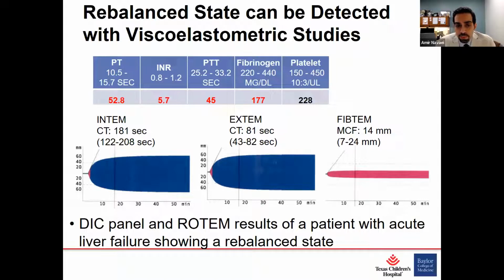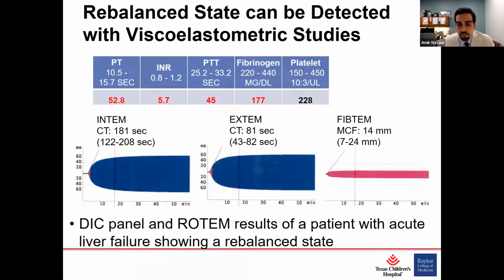And when we look at the ROTEM study, INTEM is similar to PTT, using similar reagents. EXTEM is similar to PT, and FIBTEM is a study using an antiplatelet agent to remove the platelet function and look at the fibrinogen function. As you can see, all of these studies are within the normal range, despite this patient having a very abnormal routine coagulation assay. And this is a good representation of the rebalanced state in liver failure patients.